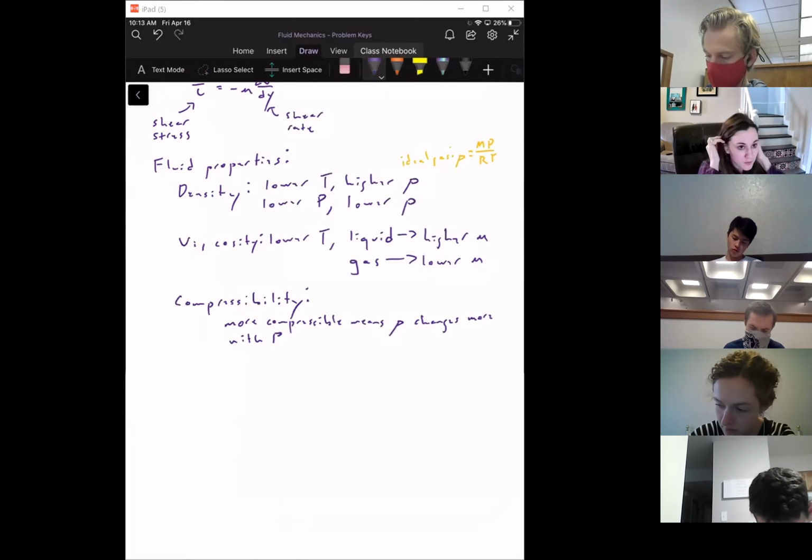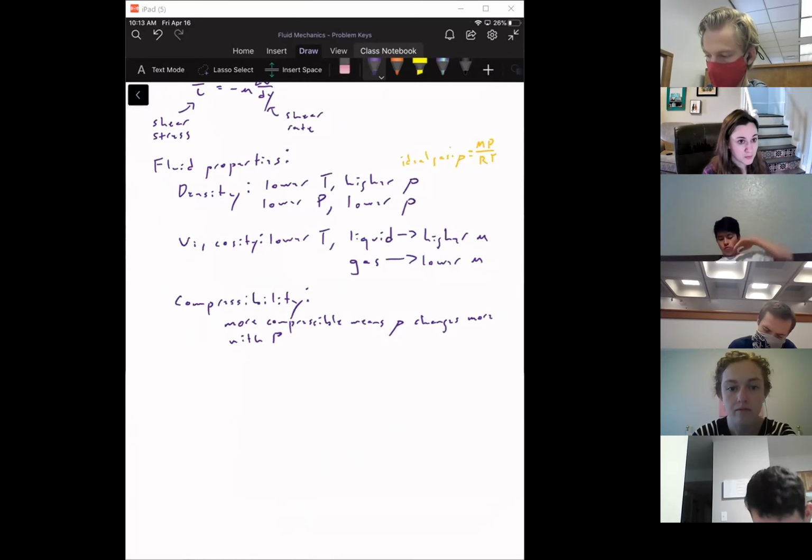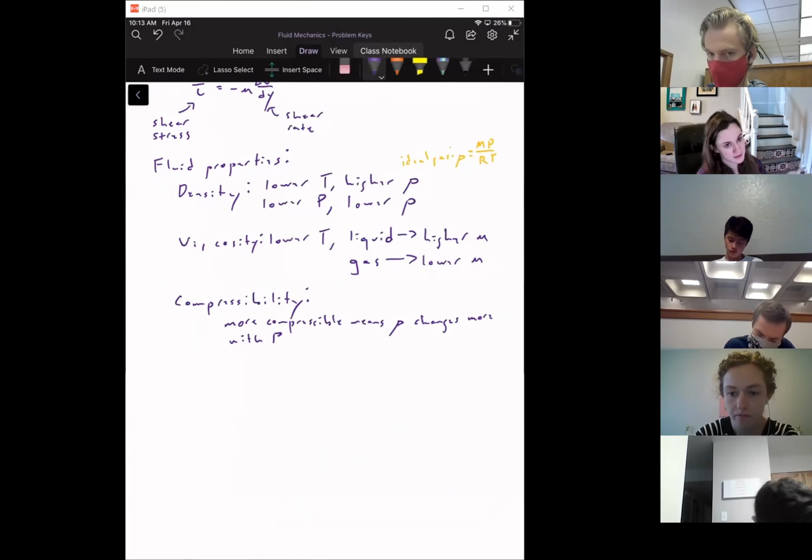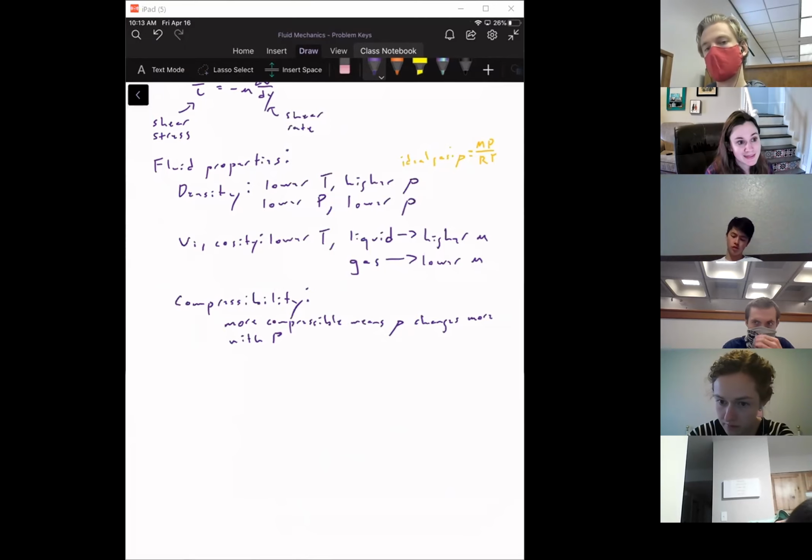So different fluids will be easier or less easy to compress because their density will change more or less with change in pressure. And what's more compressible, liquids or gases? Gases. Yep, because you can take a box of gas and squeeze it small, whereas it would be harder to do that with a liquid.